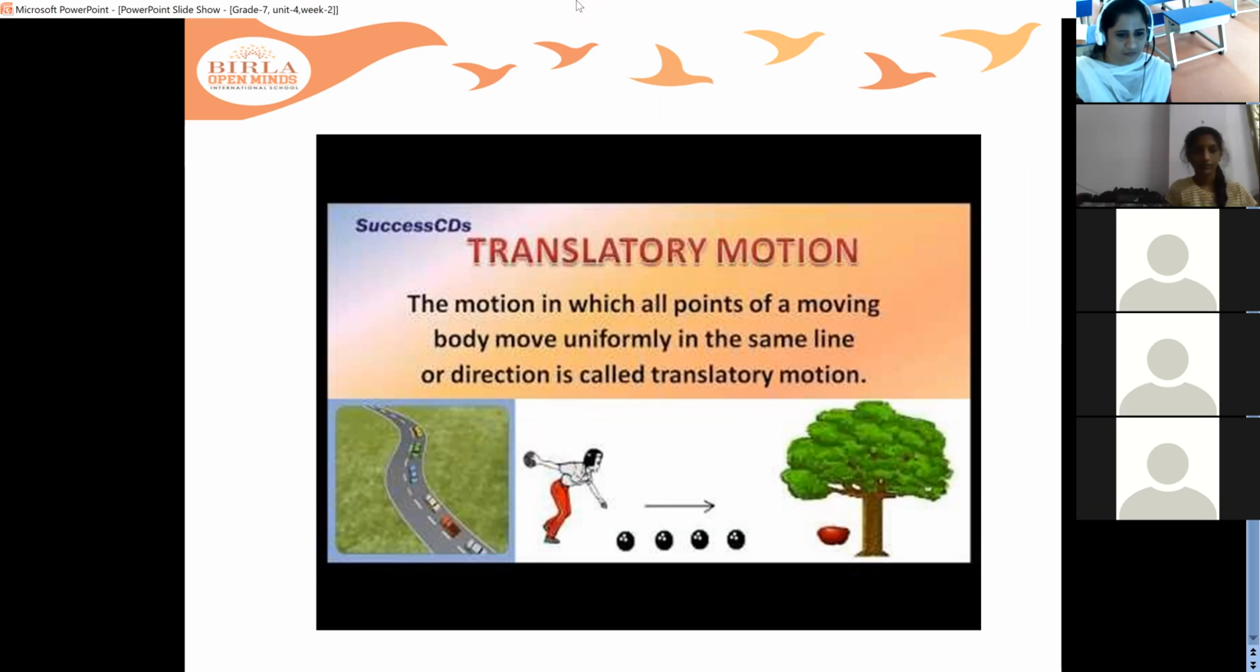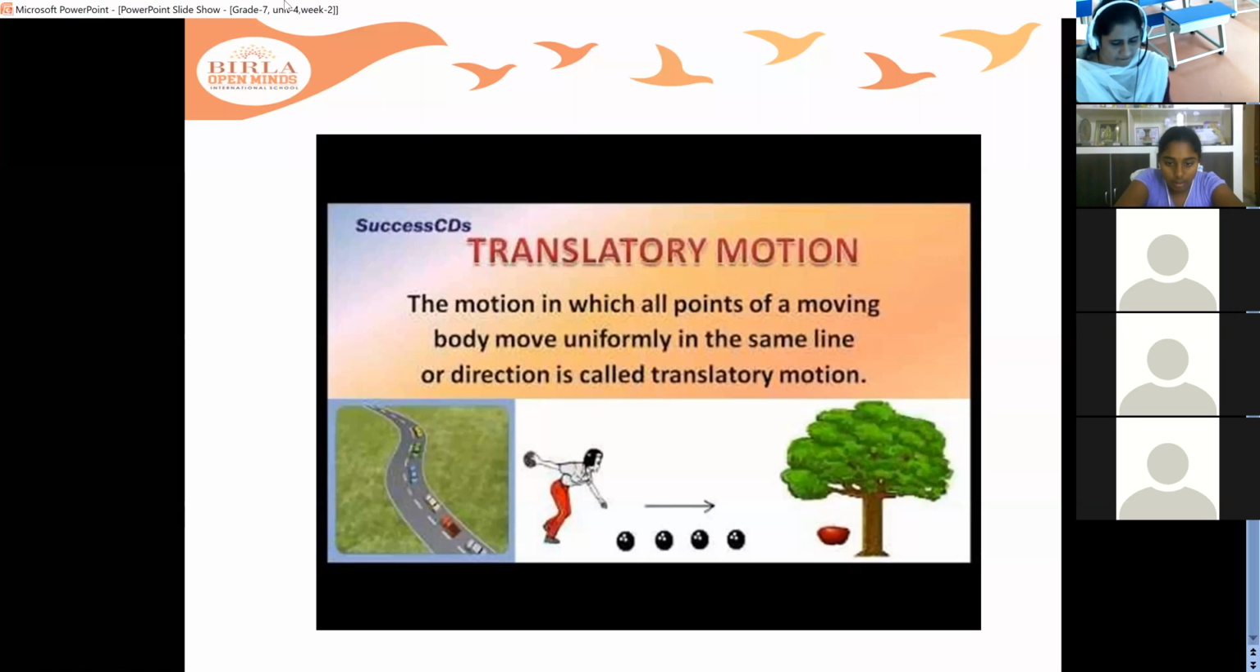Dynamics is concerned with the cause of motion, namely force. It is related to physical factors like force, mass, energy, and also momentum. So dynamics is concerned with the cause of motion.